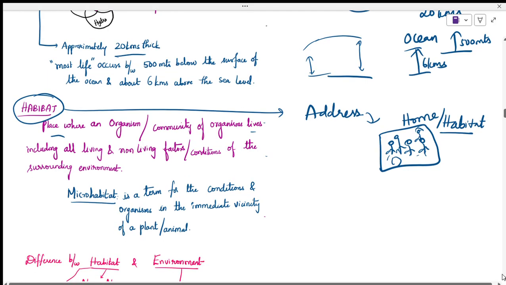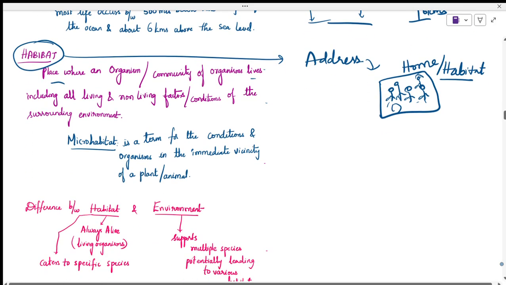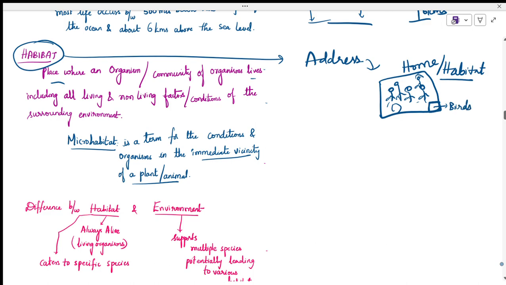Microhabitat is the term for the conditions and organisms in the immediate vicinity of a plant or animal. For example, in your home, if you are keeping a small home for birds, it is called microhabitat. So don't get confused with niche here. Near the plant, a small plant is growing. This is called microhabitat, right?